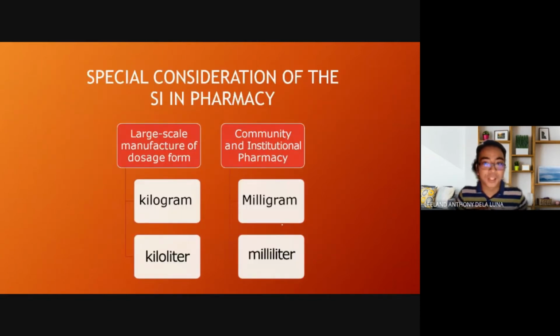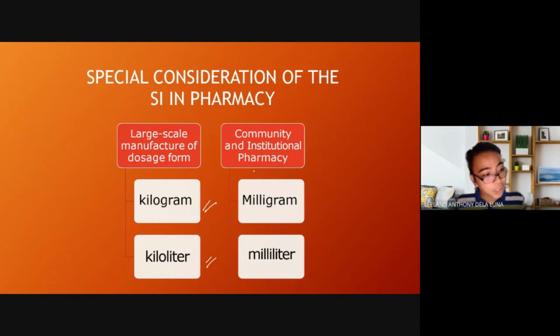So, some special considerations, class, of the SI in pharmacy. For large-scale manufacture, where they produce medicines in bulk, usually the unit of weight would always be expressed in kilograms. And the unit of volume would be in kiloliters. Right? So, that's kiloliter. Now, class, what about for small scale? Or, for example, when you are just compounding? I feel you won't be made to compound dosage forms, right? Probably unlikely, right? Okay, anyway.